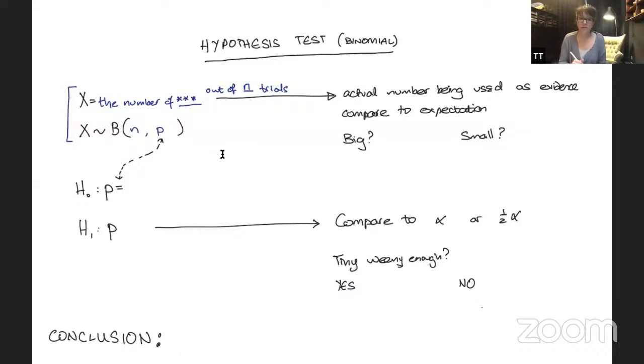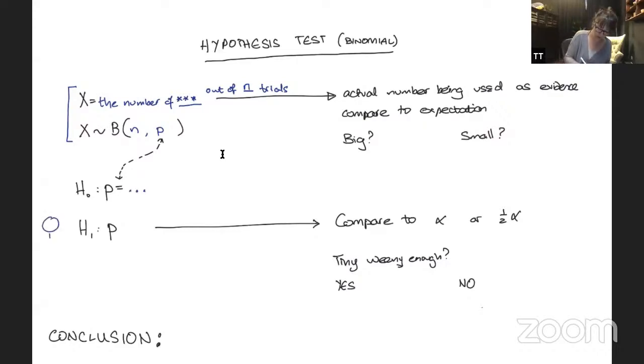The null hypothesis is always the P that's in your distribution. That P there is always the same. And this is what the world currently thinks is happening. This is what we thought before. This is what somebody is arguing against.